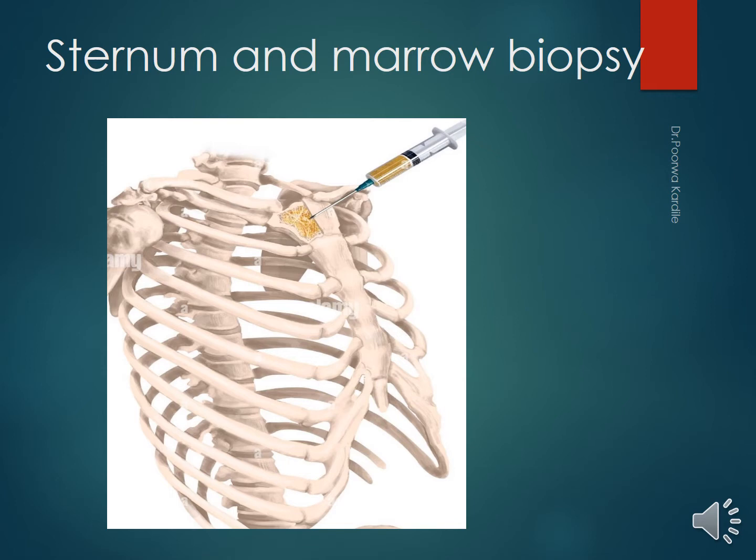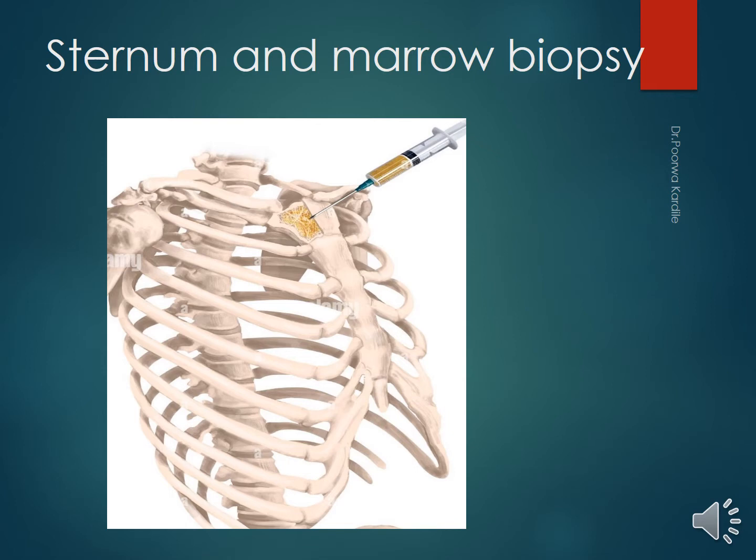So, when the study of bone marrow provides valuable information for evaluating some hematological diseases, we do marrow biopsy. And the sternum is preferred site of marrow biopsy in case of adults. The bone marrow is aspirated, and this is preferred site because the sternum is subcutaneous, easily accessible. So here the needle is inserted in the anterior aspect of manubrium.